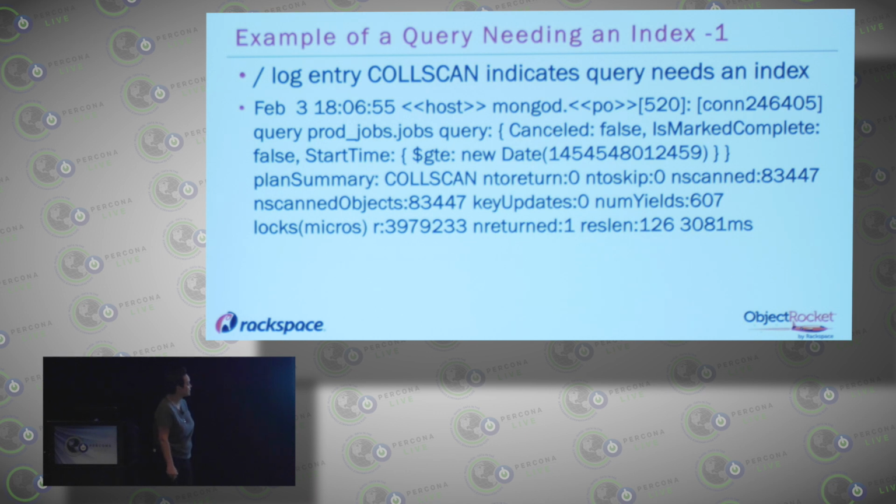Obviously, if you see the collection scan in there, that tells you that you've just had to go through everything to find what you're looking for. You see how long it took, 3081 milliseconds, right? But you also look at the docs scanned and docs returned. You returned one result, and you scanned 83,000 documents to return one result. Obviously, that's not optimal. So what do you want to do?